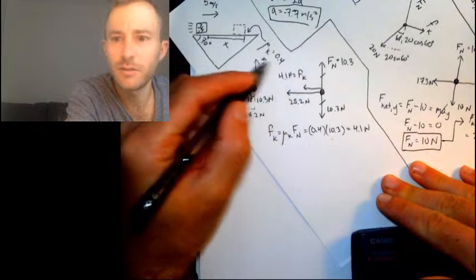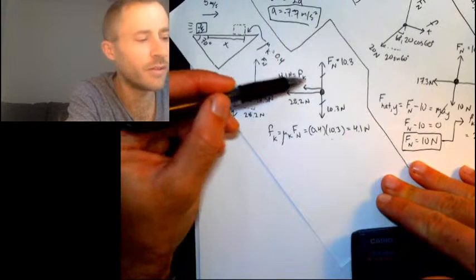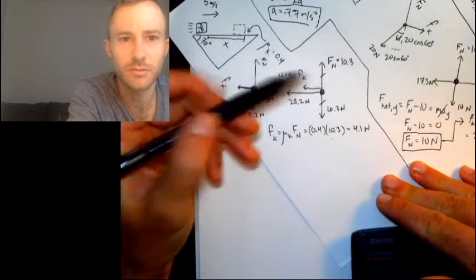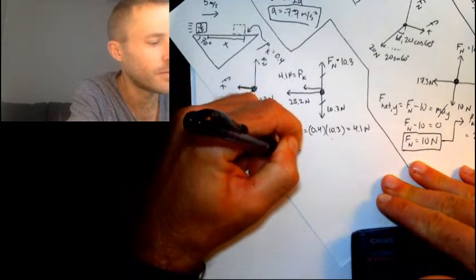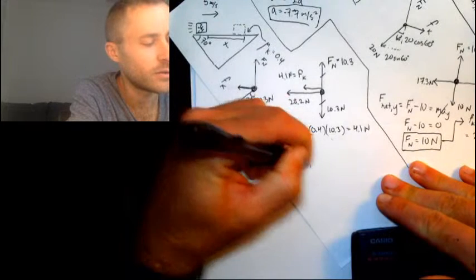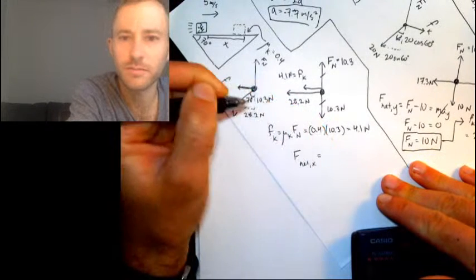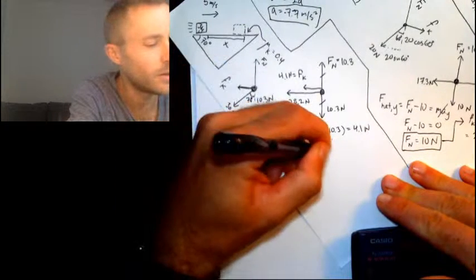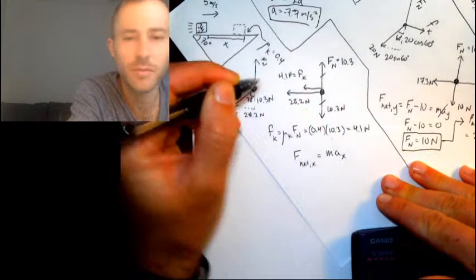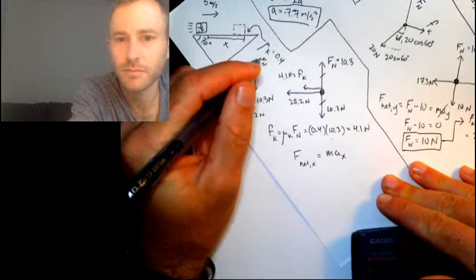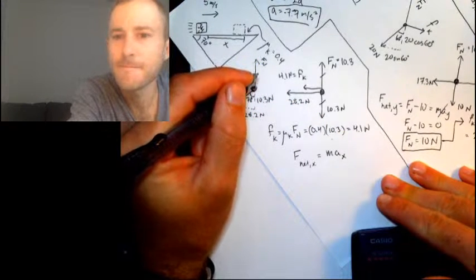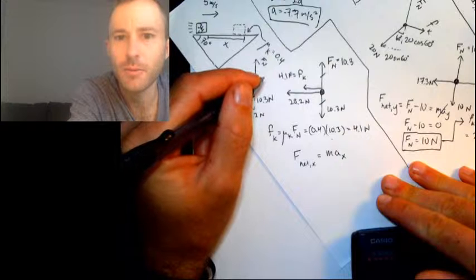So who can tell me, type it into the chat if you know, what is the net force in the x direction now? So the net force in the x direction equals m times a sub x. We'll wait.